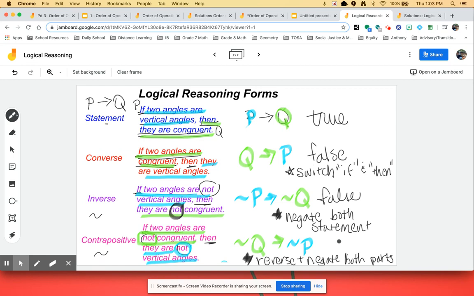Now let's think about, is this one true or false? If two angles are not congruent, then they are not vertical angles. That is true. If they're not congruent, they cannot be vertical angles. Go with me to slide 3. Again, if you need more time, pause the video.